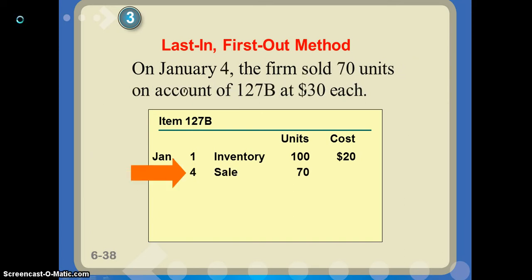On January 4th, we sell 70 units on account of our item at $30 each. We're selling 70 units. The only units we have in are the 100 units at $20. So we're going to use those for our journal entry. So go ahead and record the journal entry for selling the 70 units at $30 with a cost of merchandise sold at $20 per unit.